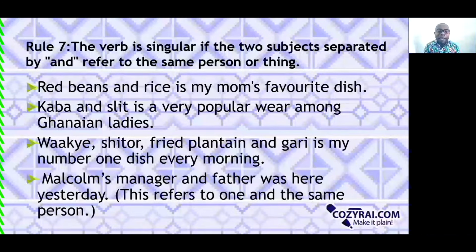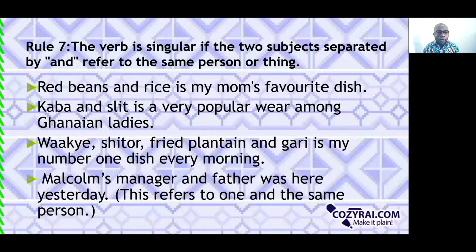Malcolm's manager and father was here yesterday. If you see this, it means this refers to one and the same person. So Malcolm's father is the same person as his manager. So you can say Malcolm's father and manager is coming. But if they are two different persons, it will be Malcolm's father and manager are coming.